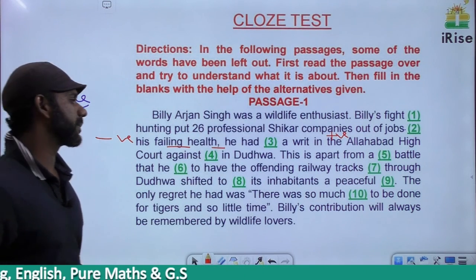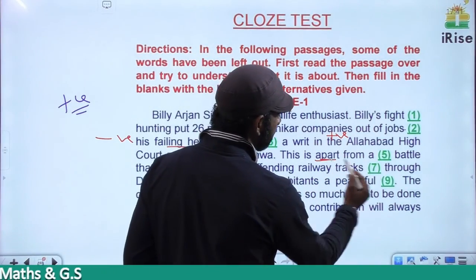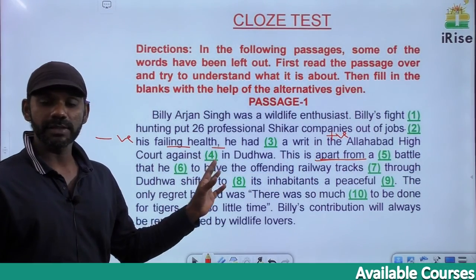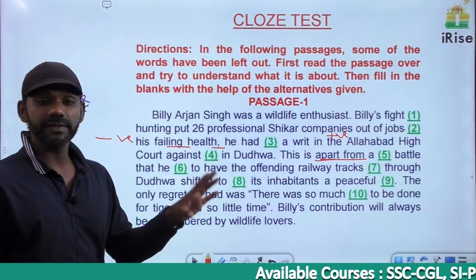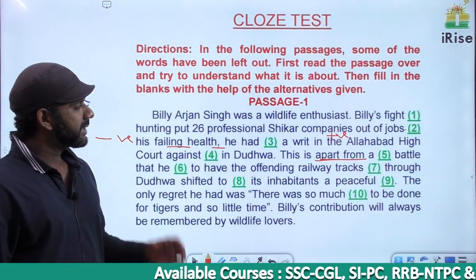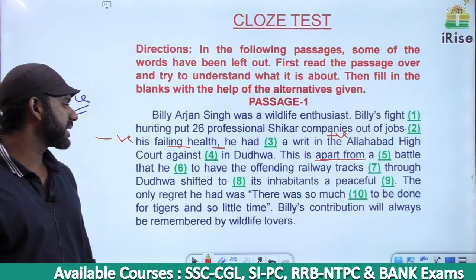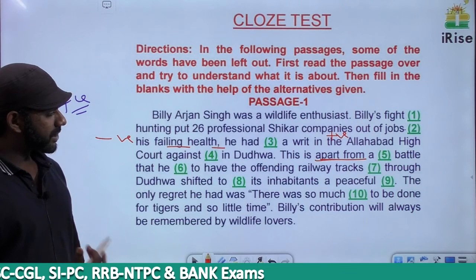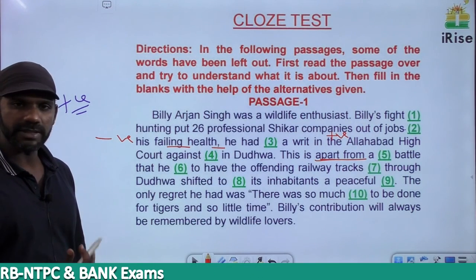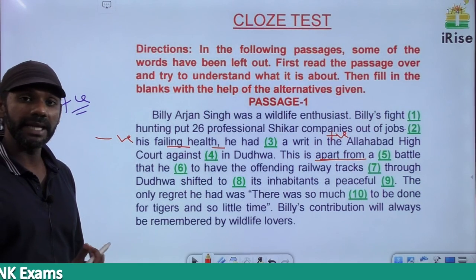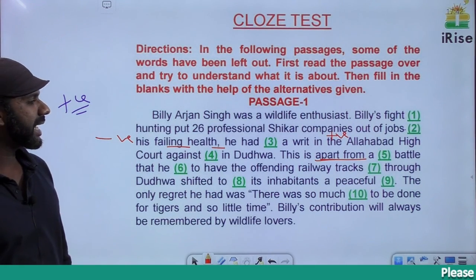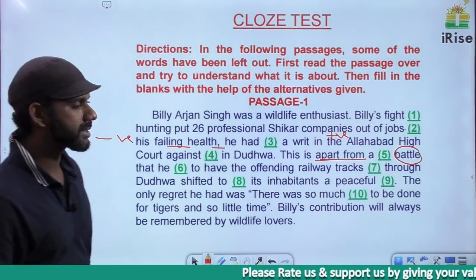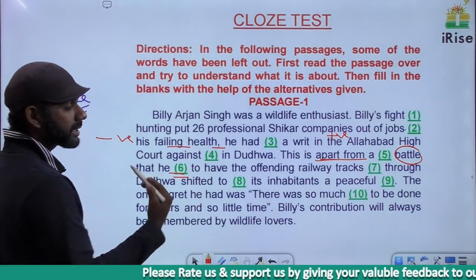This is apart from. Apart from is a support indicator. I gave you the list of support indicators. The idea before apart from is positive because of double negation. So the idea after apart from must also be positive. This is apart from a dash battle that he dash to have the offending railway tracks dash through Dudhwa shifted to dash its inhabitants a peaceful dash. Leave blank 5, come to blank 6. This is apart from a dash battle that he dash. I told you there will be a clue word in every sentence.